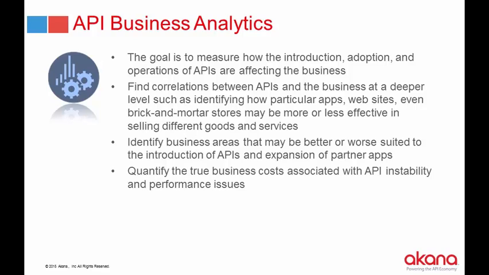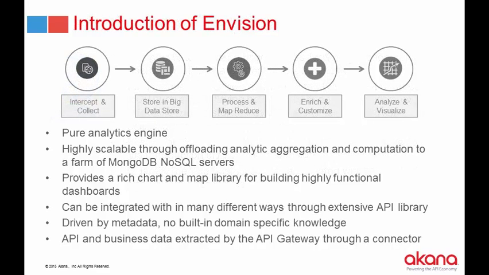Now, the data for APIs is extracted by our API gateway product and is done through a connector. So let's have a visual picture of how Envision interacts with different things in the environment. As I discussed before, Envision itself sits on top of a farm of NoSQL servers. This allows sharding as well as replication so that we can scale horizontally.